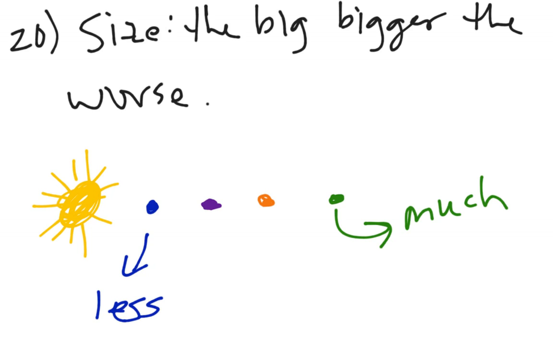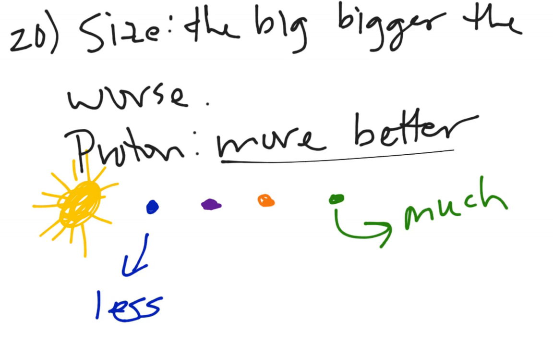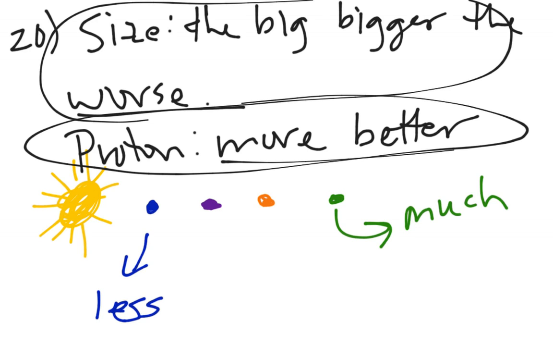The second reason is the number of protons. Okay, so if I have lots of protons and I'm very small, I have a high electronegativity. This one is secondary to this one. Okay, your size is the big key thing. The number of protons is secondary.